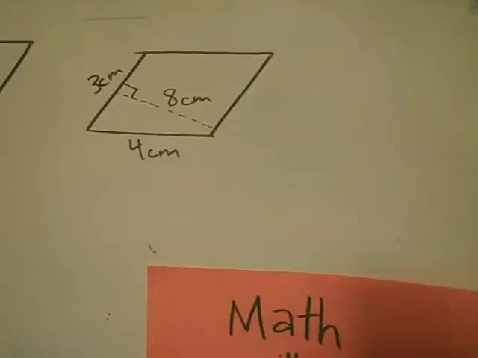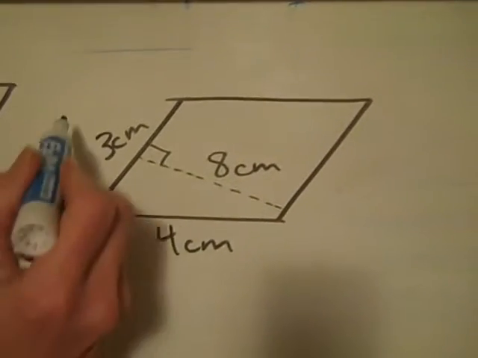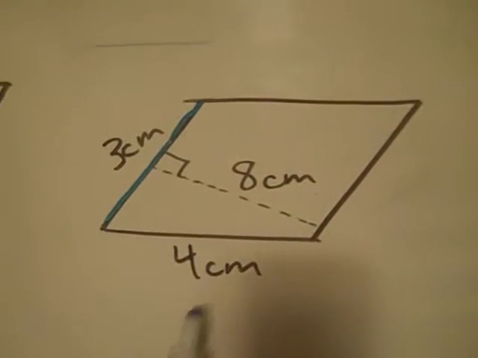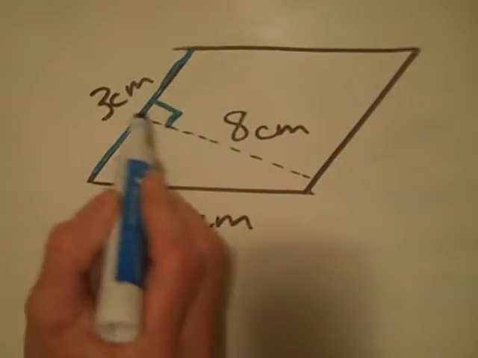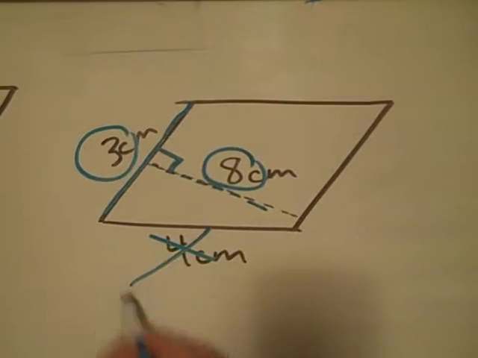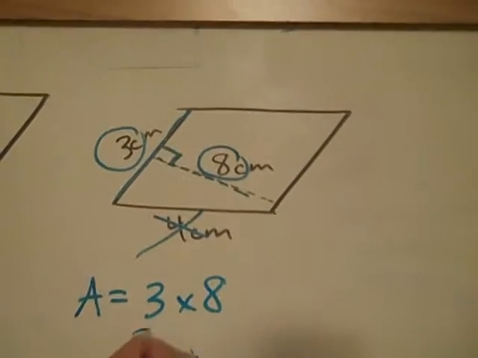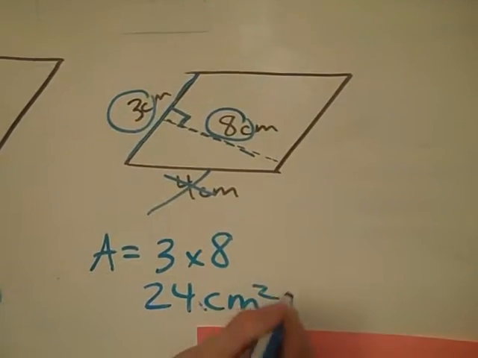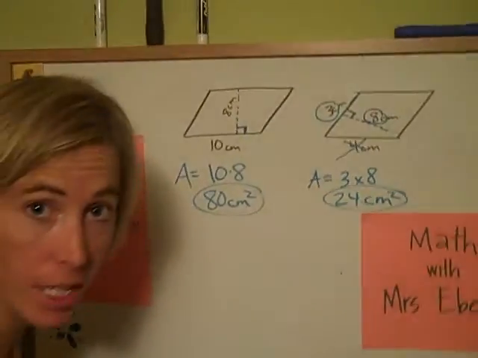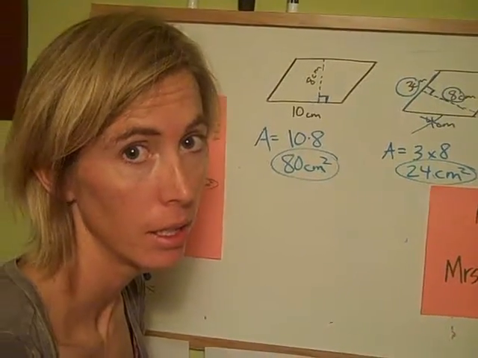So try and think about which number you would not use. Say it out loud. Which number do you think it is? The 3 you use because this base has a line that's hitting it at a 90-degree angle. So this is going to be the height. So we want to use those 2 and not this one. So the area is 3 times 8, which is 24 square centimeters. And done. Now you're going into your book and you're trying some problems in there. Good luck. Remember, you can do this.